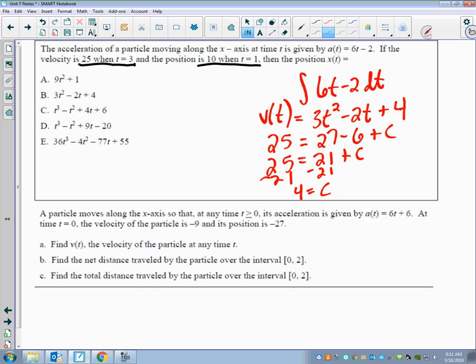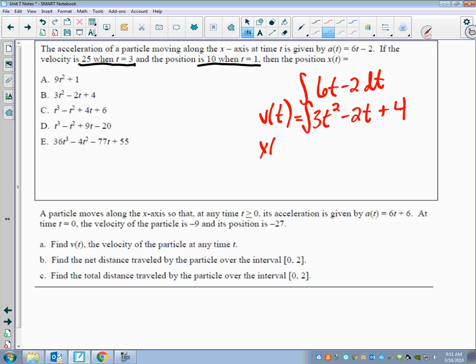Now you can take the integral of that to get position. But this is one of those questions that is so important. If you forget the plus c, it changes the entire problem, and you miss that question even though you know how to take an antiderivative. So I'm just going to erase and go again here. And that's going to be my position function. So that's going to be 3t cubed over 3, or just t cubed minus t squared plus 4t plus c.